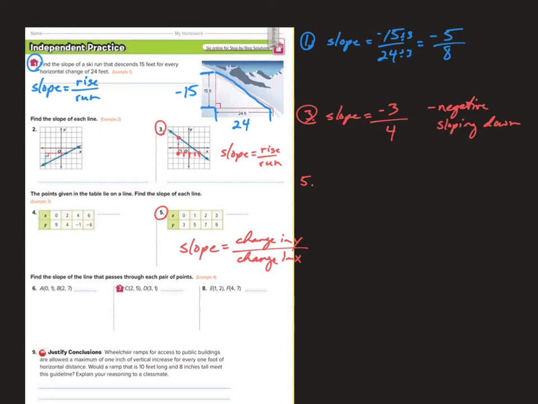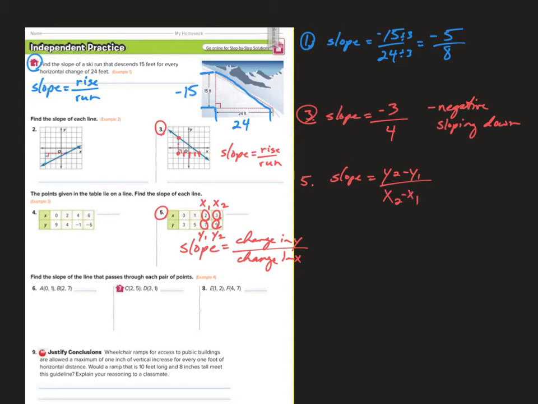So I'm going to select 7 and 9 for my y, and we can call those y1 and y2, and then I'm going to select 2 and 3 for my x and call them x1 and x2. And really, we can still use that equation. We can say slope equals y2 minus y1 over x2 minus x1. Use the coordinates in the correct order.